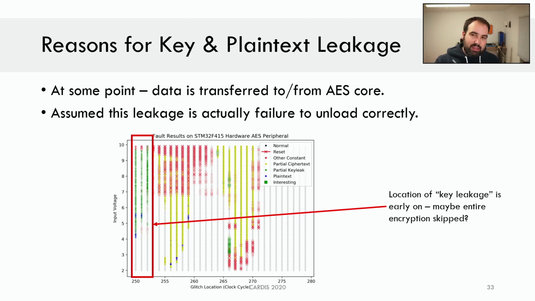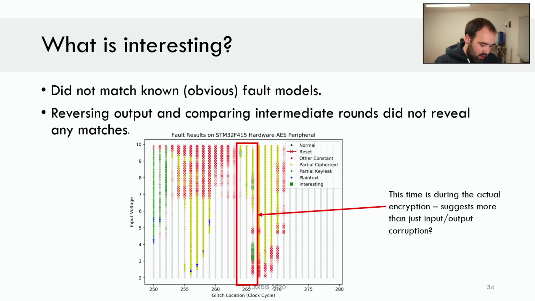So when we see the key copied to the output, it happens if we insert a glitch early on in the system. When we see this interesting output is actually later on, sort of around the time close to the last round leakage location. So this seems to be when the encryption is actually occurring, during some of the rounds. There was no obvious fault model here though, so this was the issue.